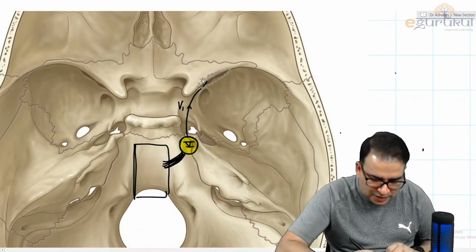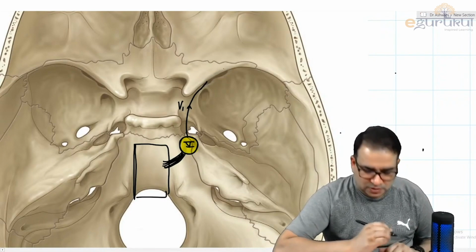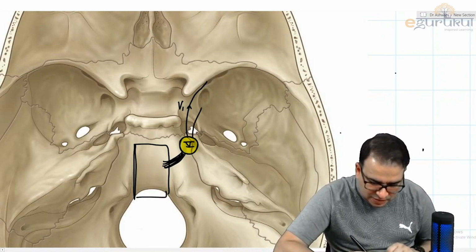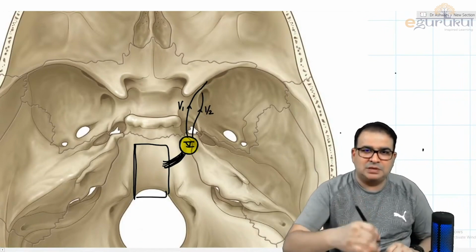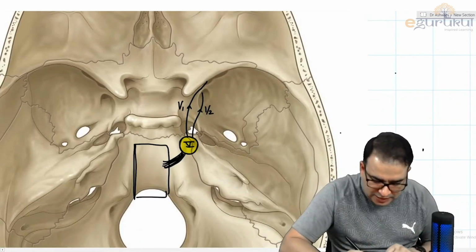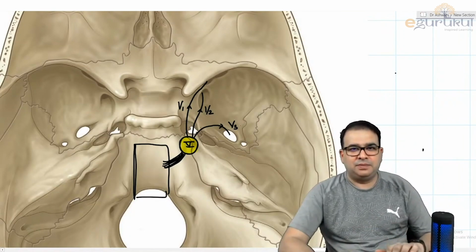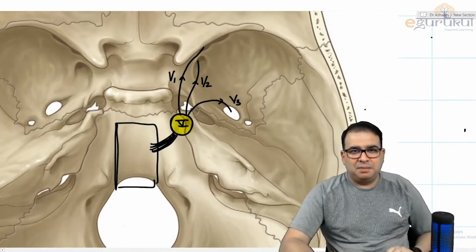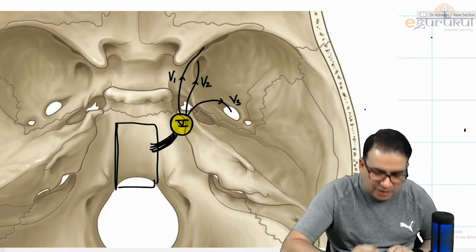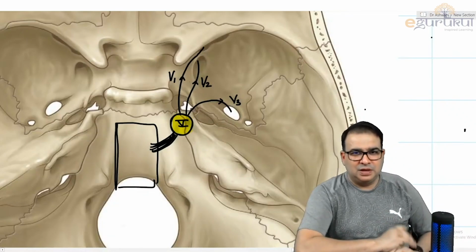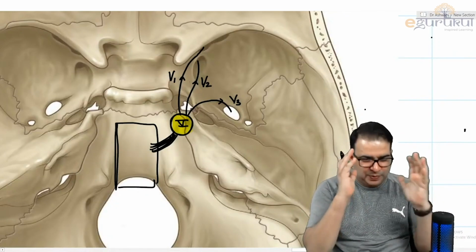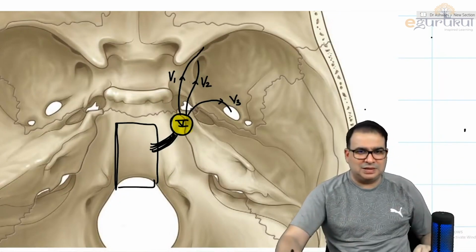Can you see a fissure over there? That is called the superior orbital fissure. The maxillary nerve will enter into this foramen rotundum. That is another foramen present below the superior orbital fissure. Whereas the mandibular nerve will go through this foramen, which is called foramen ovale. Ophthalmic, maxillary, and mandibular. Three nerves coming out of the trigeminal. Just to give you a picture of where these nerves are going, and we will discuss them in detail.